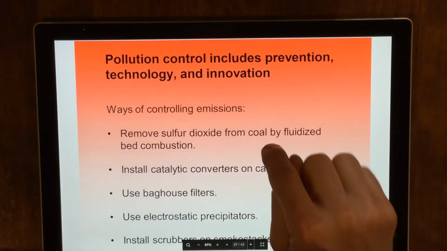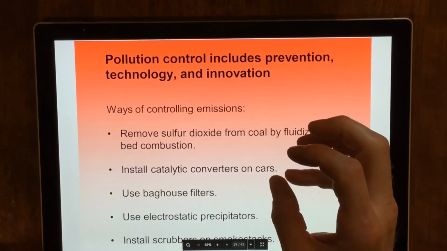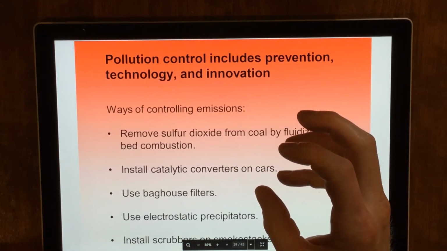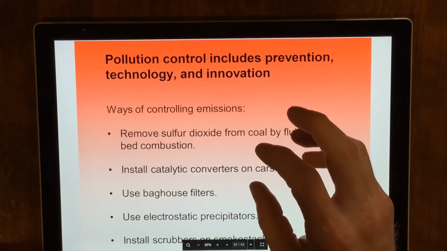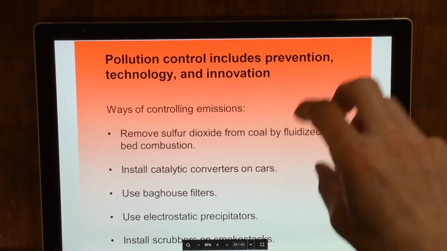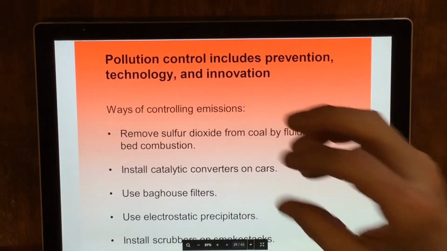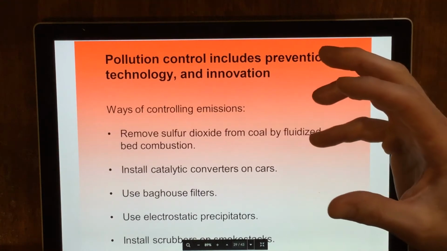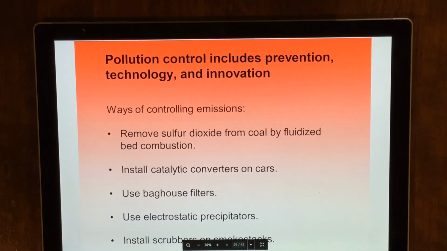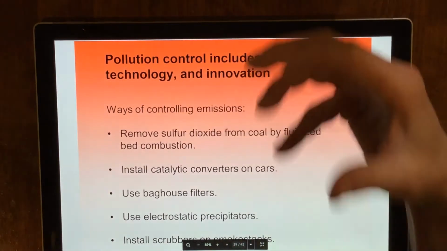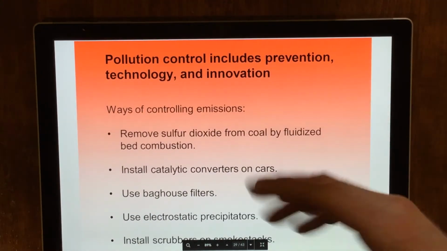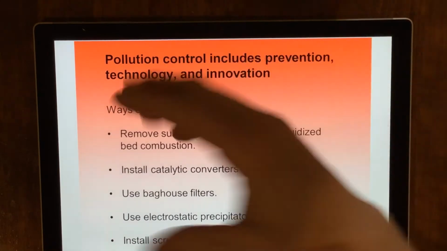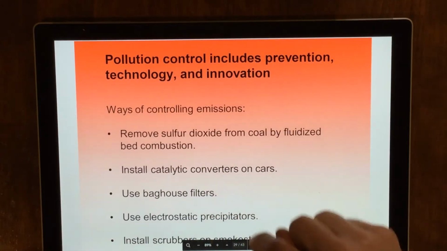Fluidized bed combustion, that's basically where you pound the coal into a powder and it just burns a little bit better. And then you also have calcium carbonate near where that combustion occurs. So the gas given off will react with that calcium carbonate. The sulfur dioxide reacts with calcium carbonate and you get basically calcium sulfate, which is a solid. Now you have to deal with that, but it's not sulfur dioxide going into the air, creating acid rain and all that jazz.